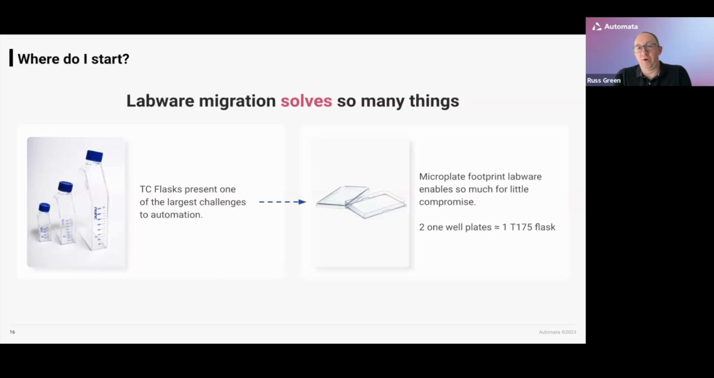We tend to encourage people wherever possible to migrate to some kind of microplate footprint labware. And perhaps this isn't as big a compromise as you might think. Two 1-well plates here that you can see an image of is almost equivalent to one T175 flask. So actually the compromise is not necessarily huge. And the pushback we often get at this stage is, yeah, but now I've got two bits of labware I have to process. But my question at that stage would be, do we need to care? If we're using automation to solve this problem, do we care whether it's two pieces of labware or one, or four pieces of labware or one?